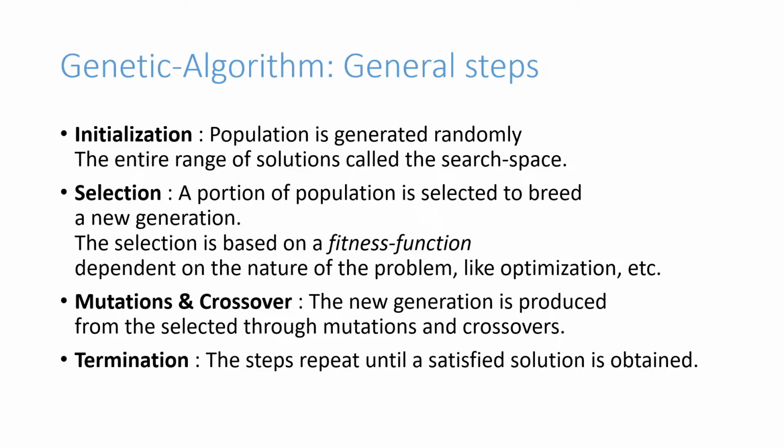These are the general steps used in a genetic algorithm: initialization, selection, mutations and crossover, termination. Initially, a population is randomly generated. Out of that population, the fittest organisms are selected, and in those organisms, mutations and crossover take place, and a new population, a new generation, is produced. These steps: selection, mutations and crossover, and reproduction, are repeated till a satisfactory solution is obtained.